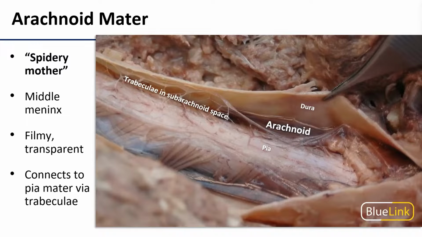This has a number of little connections down to the pia mater, little struts. We call them arachnoid trabeculae. Trabeculae means strut. These are there to help maintain the spatial relationship between these two meninges, because the space between them is going to be filled with fluid.